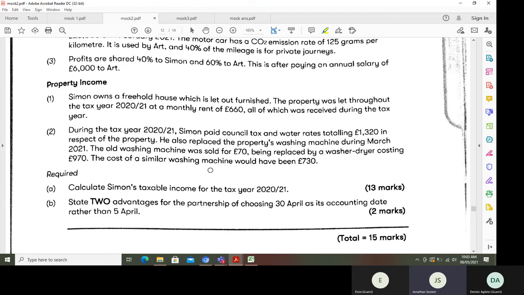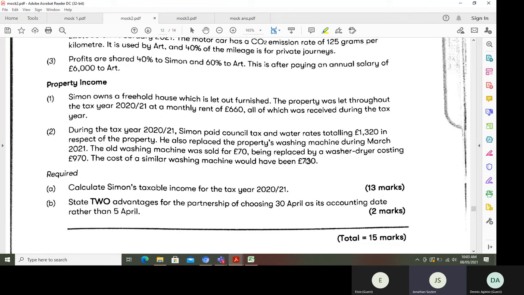However, we said since it's a replacement, it should be of a similar item. You replace a washing machine with a washer dryer. They are not the same. That's an enhancement. So we'll not consider the cost of an enhanced item. So in that case, in the market, a similar washing machine would have cost about 730. So we'll use the 730 and not the washer dryer, because you are replacing a washing machine, not a washer dryer.